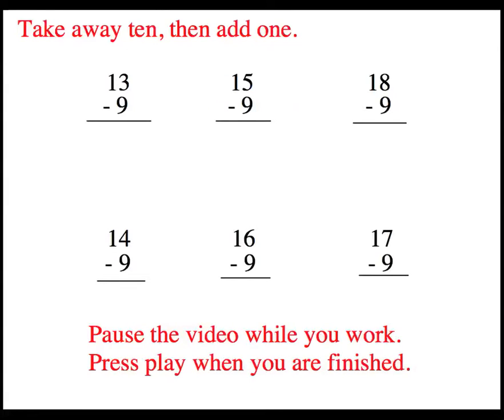It's 8. Now let me give you a chance to try it. Remember, when you take away 9, try taking away 10 and then adding 1 to the ones place number. The other way to think of it is to think of the teen number as being a little math problem. Just think of adding those 2 digits together, and that'll give you the answer to that number minus 9. Okay, pause the video, go ahead and solve these problems, and then press play when you're finished and we'll check our answers.